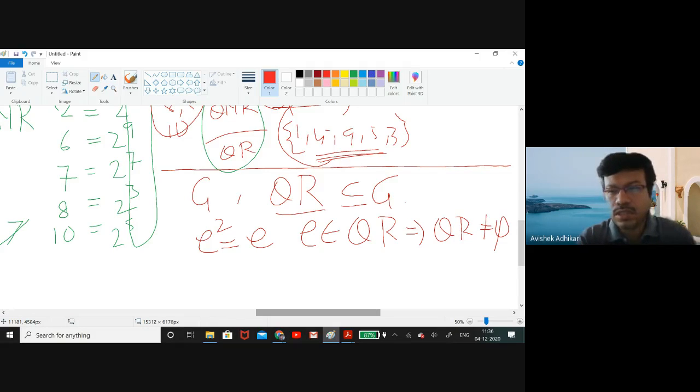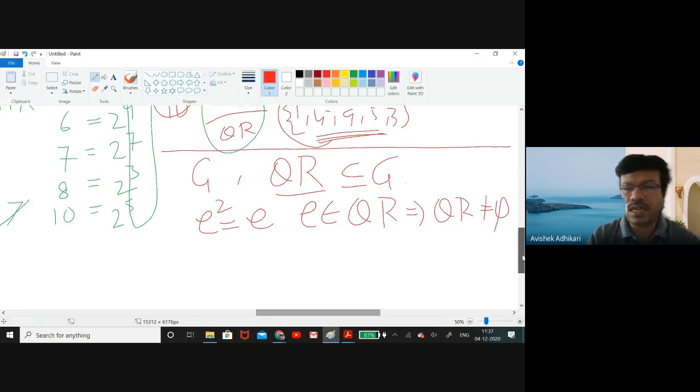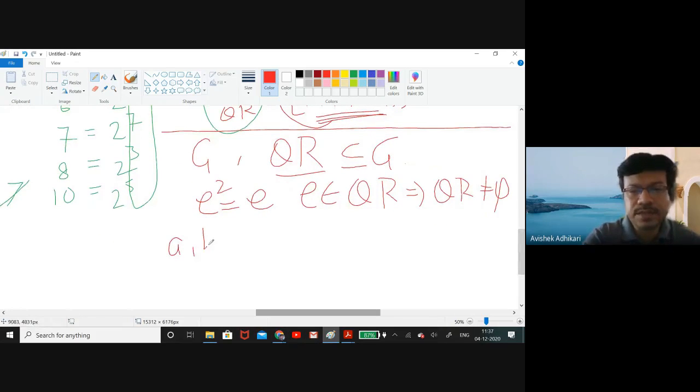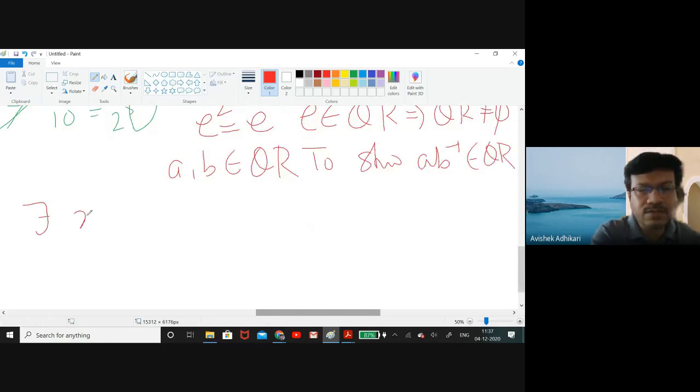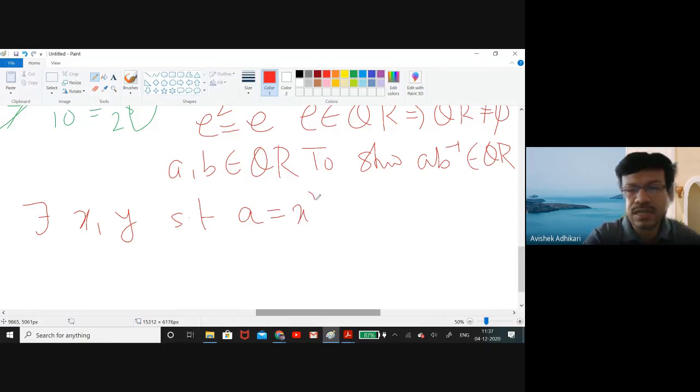Very good. Then what do I need to show? It's very easy. I need to take two elements, say A and B, belonging to the quadratic residues. To show what? I need to show A B inverse will also belong to the quadratic residues, right? So how to show that? Since A and B are quadratic residues, there must exist some x and y such that, what can I write about x and y and A and B? A must be x squared, and B must be some y squared, right?